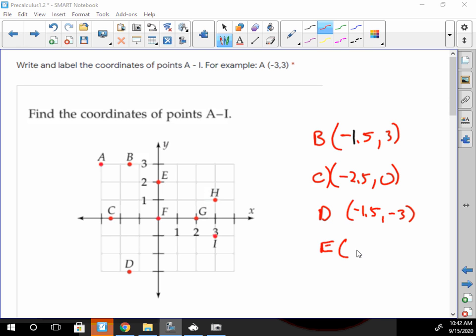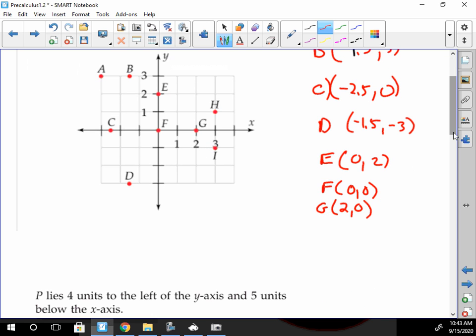Point E went over 0 and up 2. Point F is 0, 0. Point G went over 2 to the right and up 0. Point H went over 3 and up 1. And point I went over 3 and down 1. And that's it. That's all you had to do.